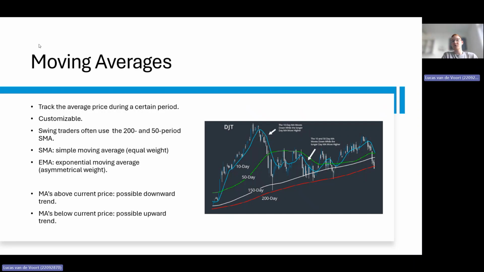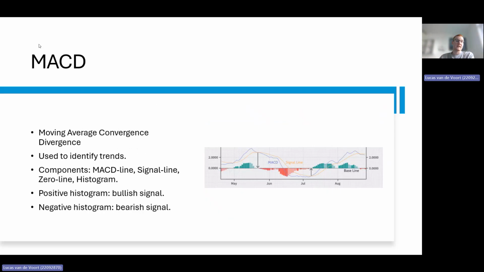And usually after moving averages, you move on to other indicators, for example, MACD, which stands for moving average convergence divergence. This indicator is also used to assess trends, and it has several components. For example, you have the MACD line, the signal line, the zero line, and the histogram. The MACD line is the 12 period EMA minus the 26 period EMA. The signal line itself is a 9 period EMA of the MACD line. And then the histogram shows the difference between the two.